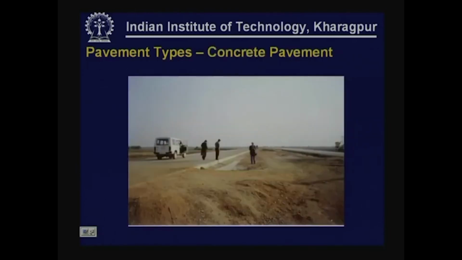This is a concrete road that was being constructed on National Highway 60. In the center you have the portion for the central median. On either side you have two-lane carriageways. As you can see, the concrete pavement here is also substantially thick. This is also constructed over a prepared foundation called the subgrade.